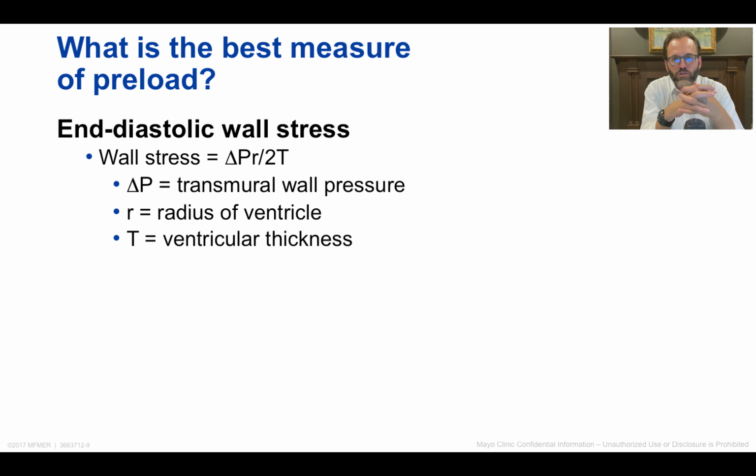And so wall stress in the central circulation is defined by this equation, which would be ΔP·R divided by 2T. So ΔP is the transmural wall pressure, so that is the intraventricular pressure minus the extraventricular pressure, or the juxtacardial pressure right outside of the ventricular free wall. That times the radius of the ventricle divided by 2 times the ventricular wall thickness.